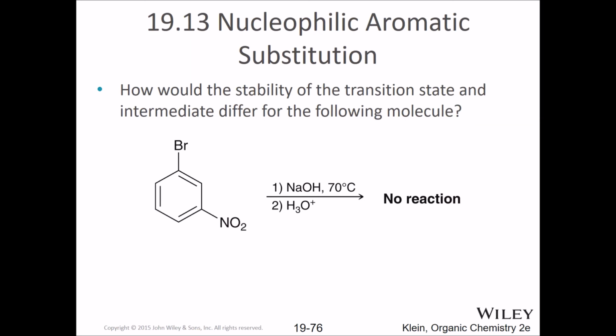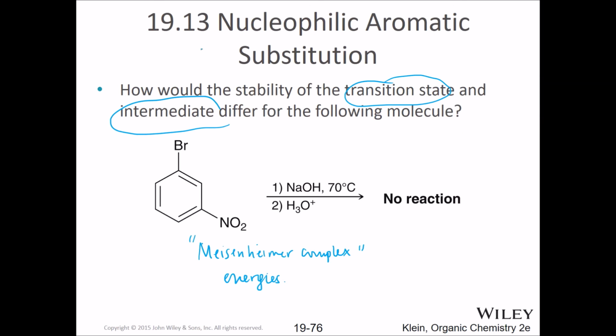Now, how would the stability of the transition state and the intermediate differ for the following molecule? So draw out all of these. I don't even think I've got this on the next slide. Let me look. Yeah, I don't have these on the next slide. So draw all the intermediates. Draw all the resonance contributors to the Meisenheimer complex. And then make some statement about the energies. That is, say something about the transition state and the intermediate and how they differ from the one described before. And that will explain why there's no reaction.